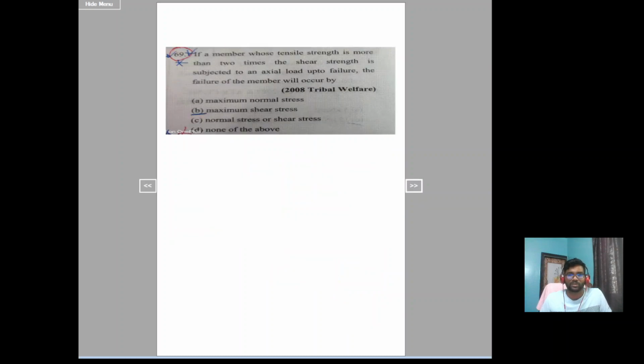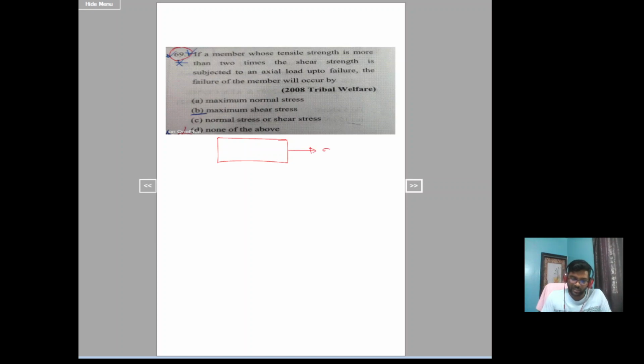Okay, next question. If a member whose tensile strength is more than 2 times the shear strength is subjected to an axial load up to failure, the failure of the member will occur by. Okay, I have discussed this same type of question, where a tie member in case of truss, what will be the maximum shear stress. That type of question.